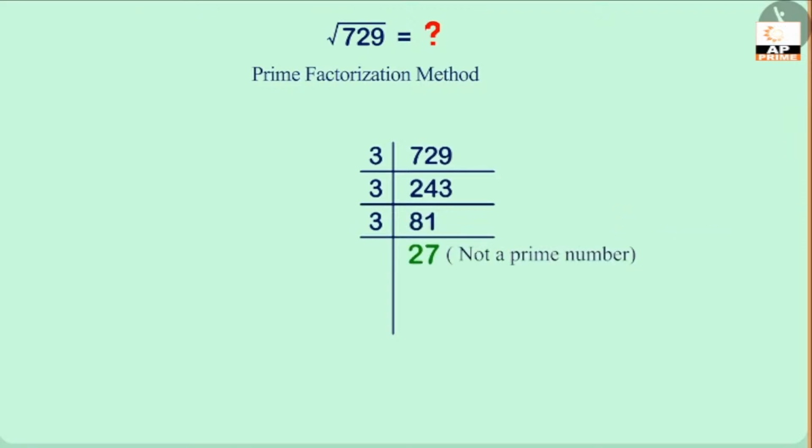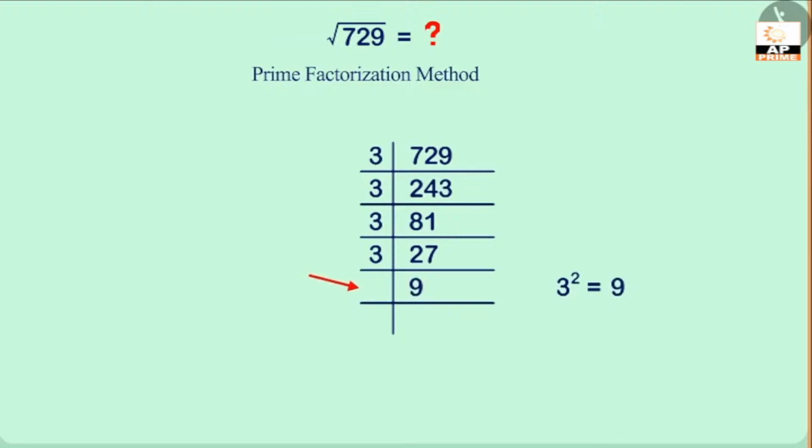27 is not a prime number. 3 is the prime factor of 27. Write it in its designated place. Dividing 27 by 3 gives us 9. Write 9 under 27. We know that the square of 3 is equal to 9. So, we will write 3 in the first column of the fifth row and also under 9.